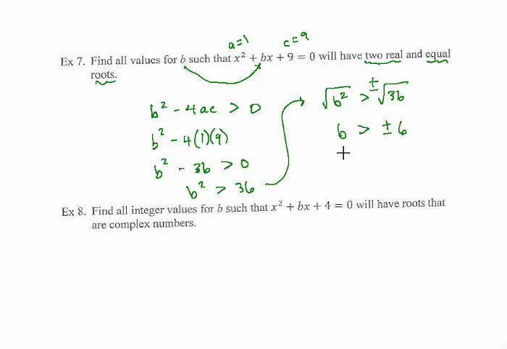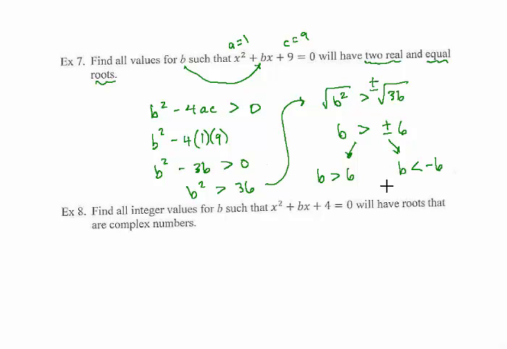Now, so as long as b is greater than plus or minus 6, and in this case, we have to do a little bit of interpretation here. We have to break this up into b has to be greater than positive 6, and if we go with the minus, then we have to flip the inequality and say b is less than a negative 6.